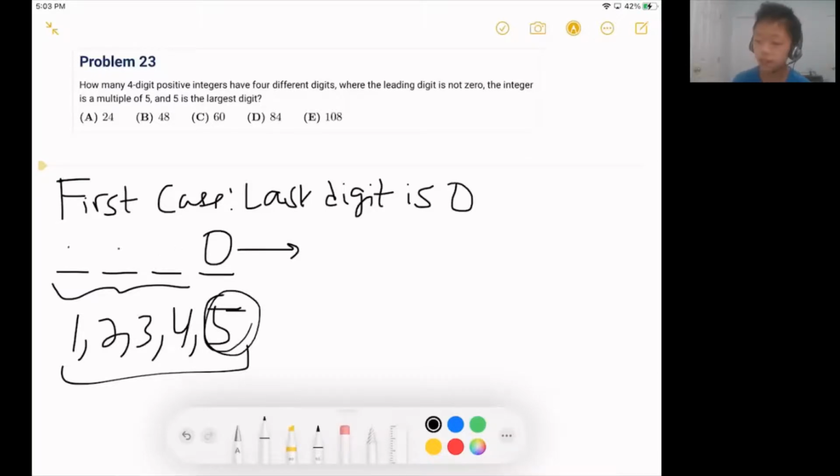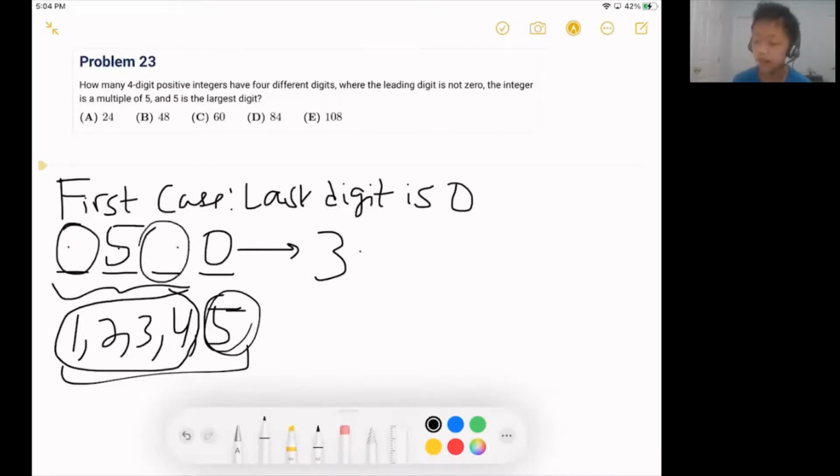We have 3 different spots we can put it in. So that's 3 possibilities. Let's say we put the 5 in this middle slot here, for example. It doesn't matter where we put it, it's basically the same. And now you have 4 remaining digits, 1, 2, 3, 4, and you need to put them into these 2 remaining empty slots here.